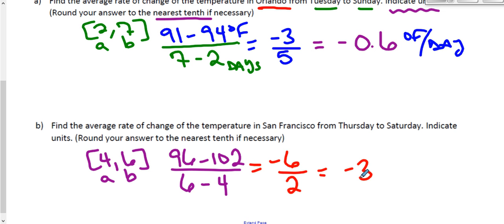It says round to the nearest tenth if necessary. This is a whole number, so it's not necessary to round, but I do still have to indicate my units. And they're the same units as before. I had degrees Fahrenheit on top, and I have per day in the denominator. So this temperature in California is changing by reducing, it's going down by 3 degrees per day on average. We're going to go ahead and pick up with question 9 in the next video.